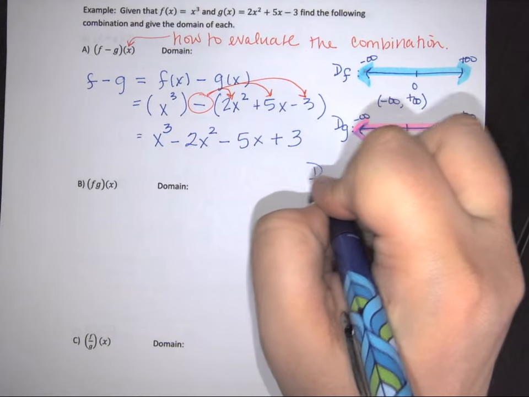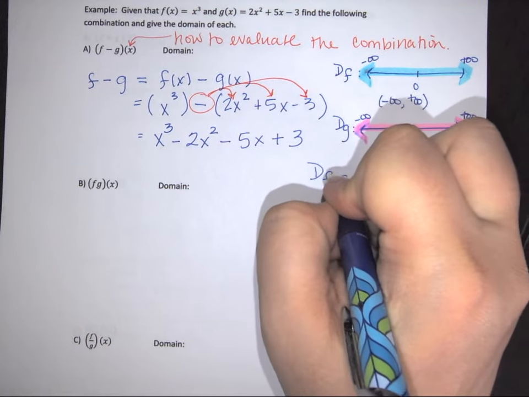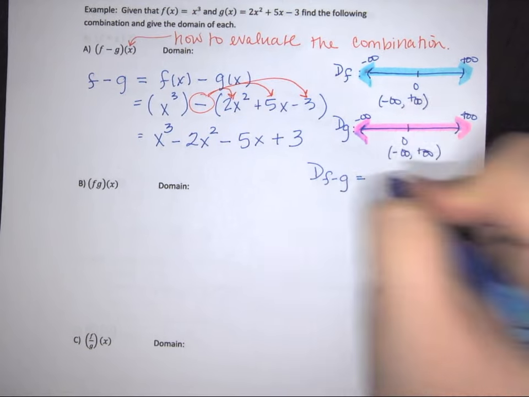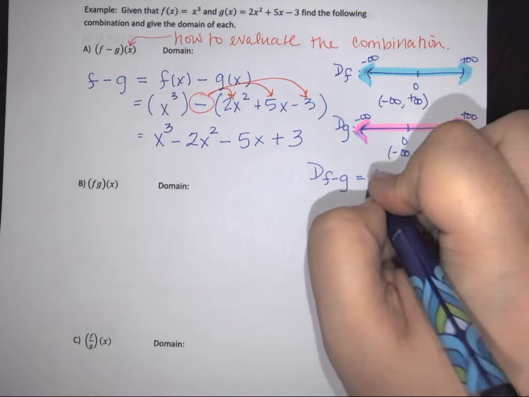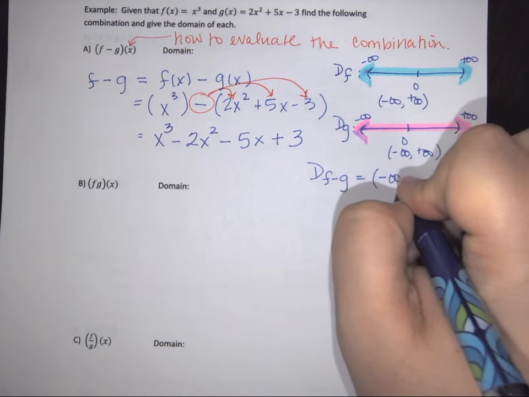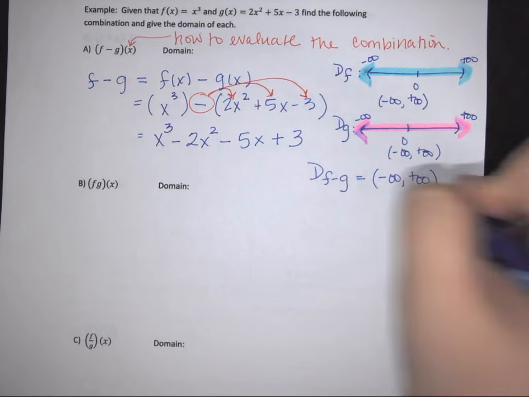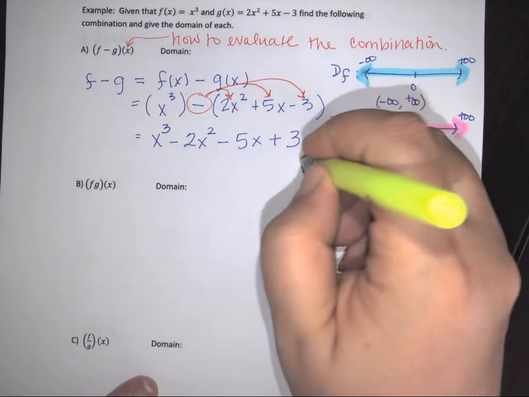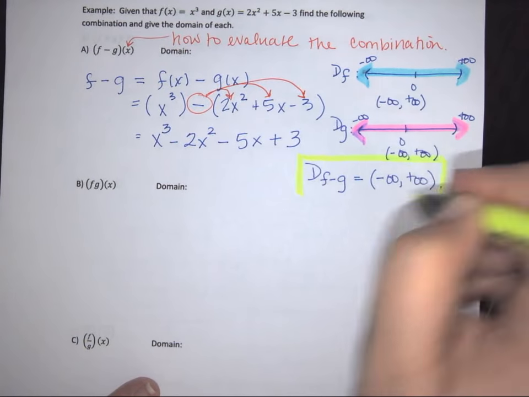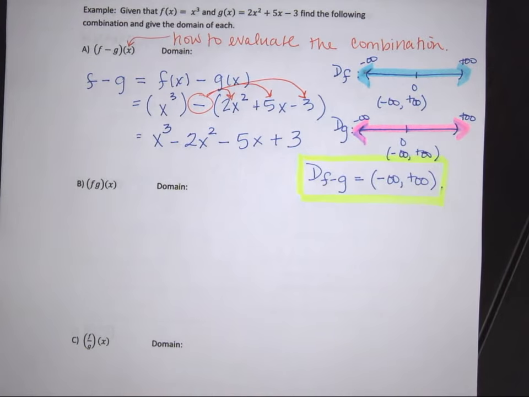So my domain for f minus g is going to be the overlap between these two, which just so happens to be negative infinity to positive infinity. And that would be the domain that we were looking for right here. So this is the domain of your combination because it is the overlap between your f and your g.